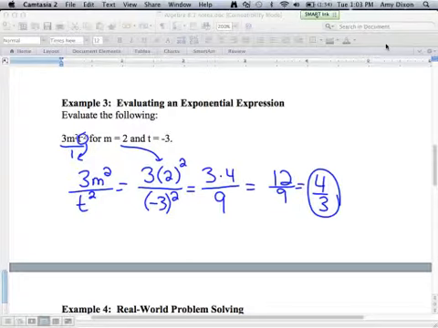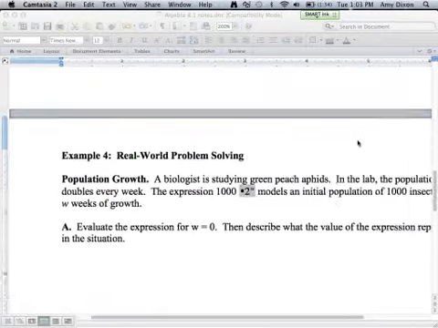All right, let's go to the back side. What? There's another side to the notes. Page 2.